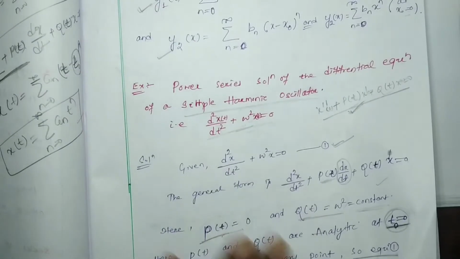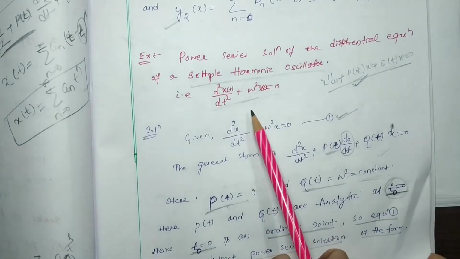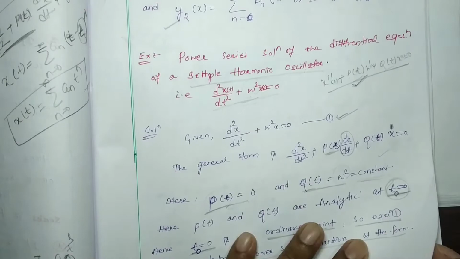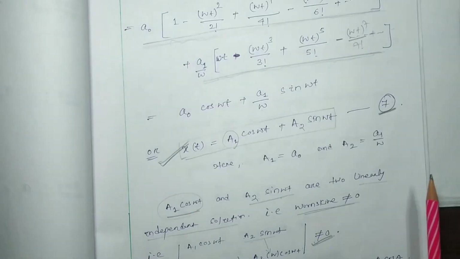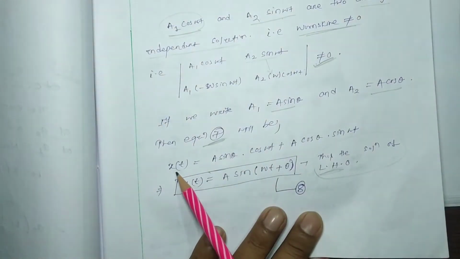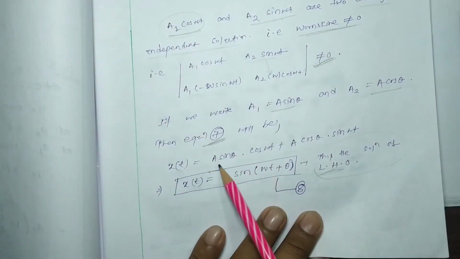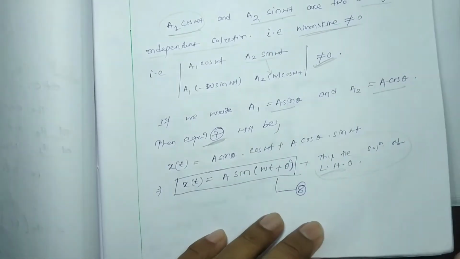solutions of this second order differential equation having an ordinary point, and this is our general solution, that is a sin theta cos omega t, a cos theta sin omega t. In detail we have discussed it, you have to follow that video.